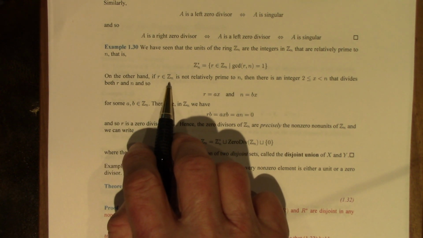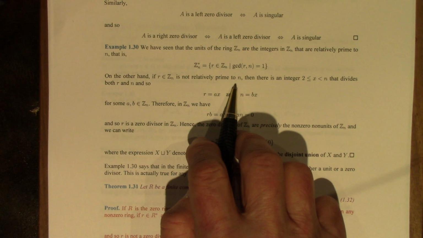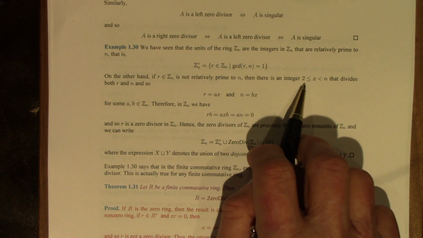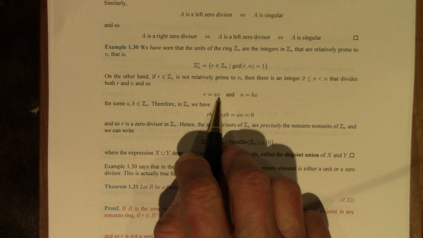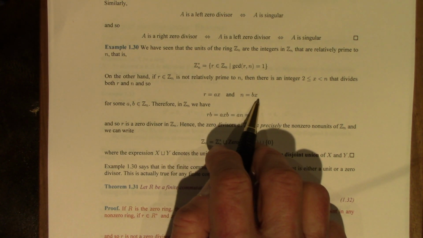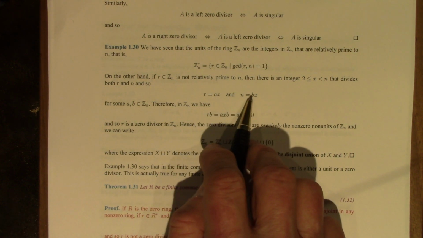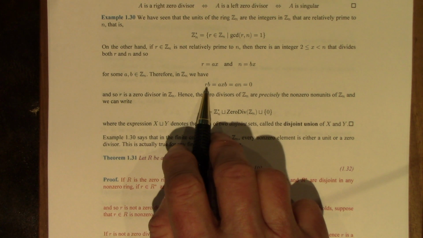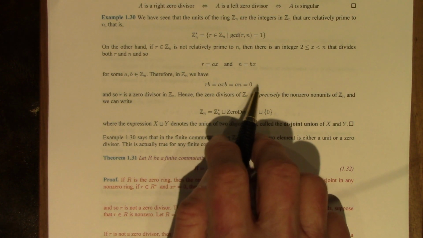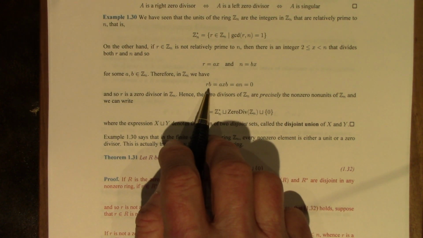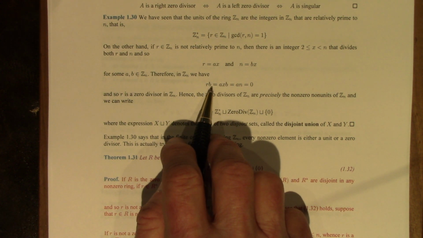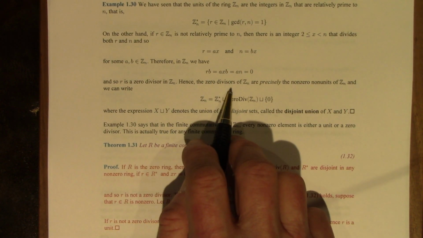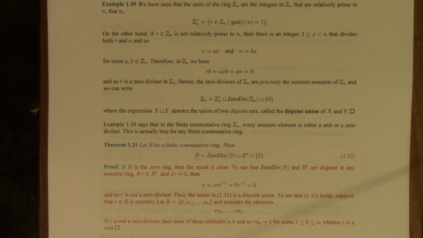Now, if a is not relatively prime to n, then there's an integer x somewhere between 2 and n that divides both a and n. So a is a multiple of x, and n is a multiple of x, where a and b here are in Zn. And so in Zn, we have ab equals xab equals an equals 0. So a is a zero divisor in Zn. So the zero divisors of Zn are precisely the non-zero non-units of Zn.